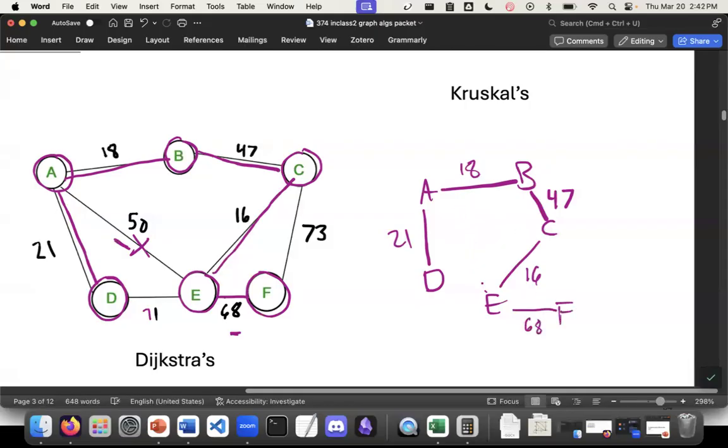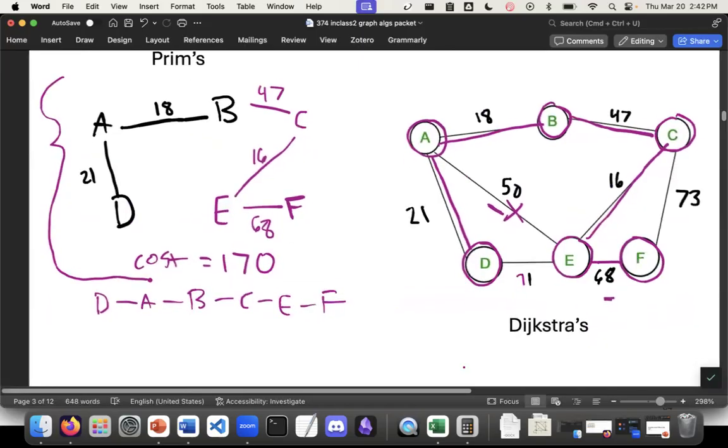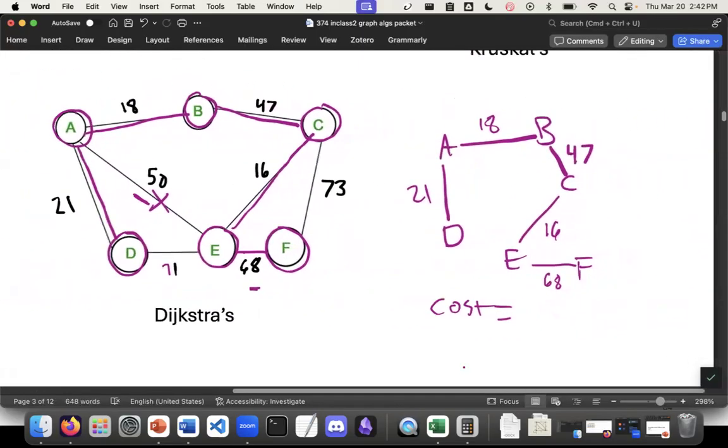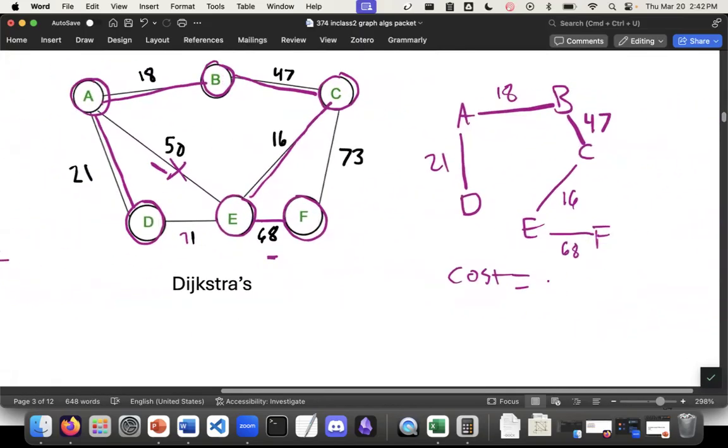Now we'll erase this dotted line. And then we've got all our vertices. If there were more edges, this could continue, but all the remaining edges would create a cycle. So we're done. So the cost of this one, first of all, is it different? 1847, 1668. So in this case, it's the same thing as what Prim's gave us, but it's a different process to get there. So this was what, 170?